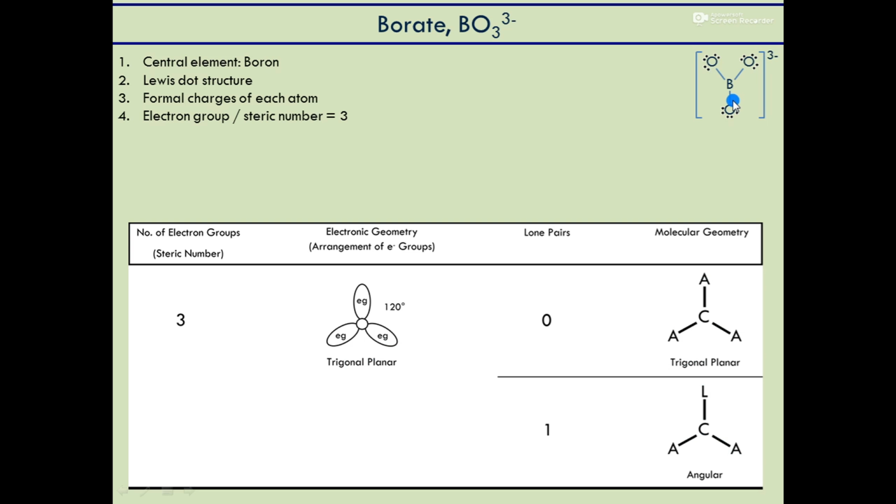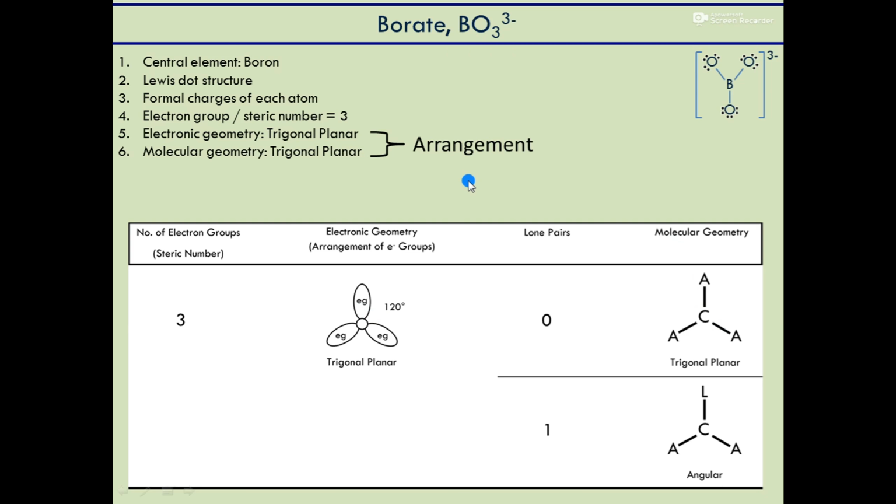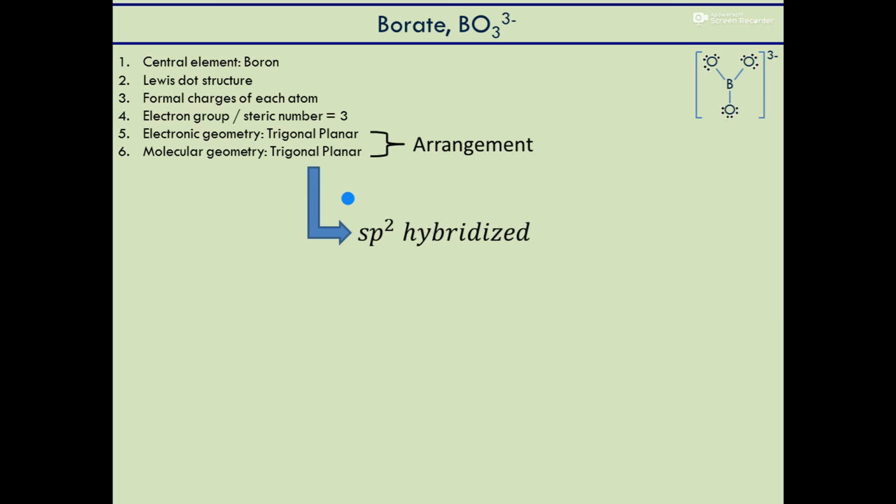So for this one, we have 3 electron groups, and those electron groups are associated with atoms bonded by a single bond. So our electronic geometry and molecular geometry are both trigonal planar. The electronic geometry is trigonal planar. The molecular geometry is also trigonal planar. So this talks about the arrangement in space of the atoms that form borate. Trigonal planar is said to be sp2 hybridized.